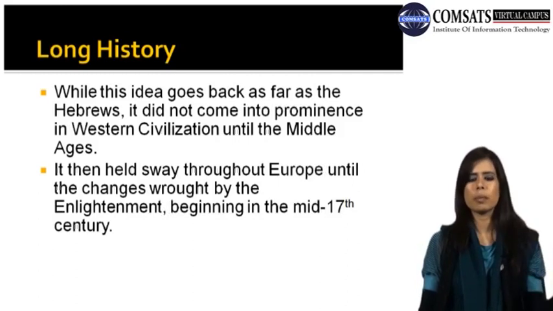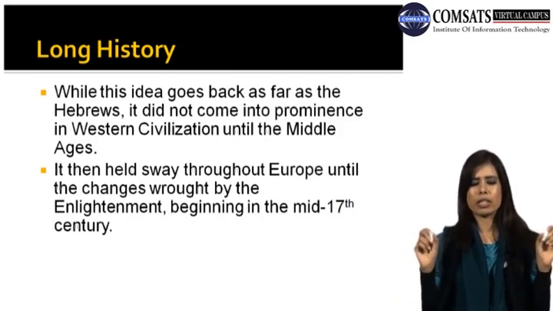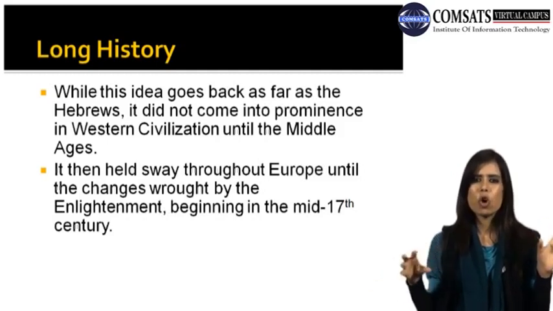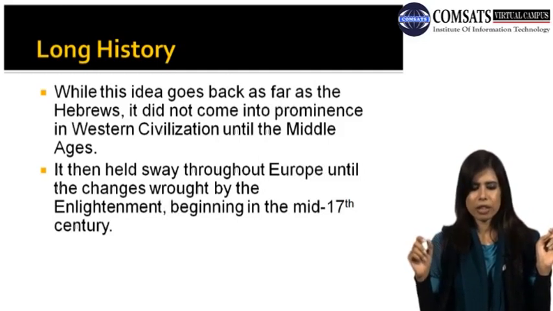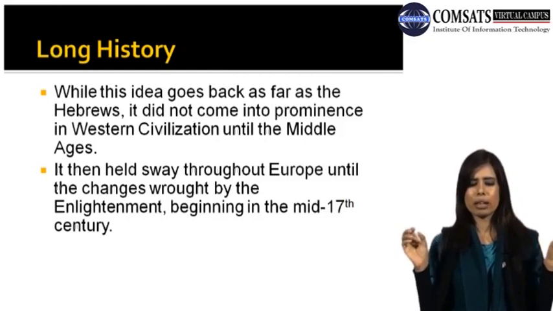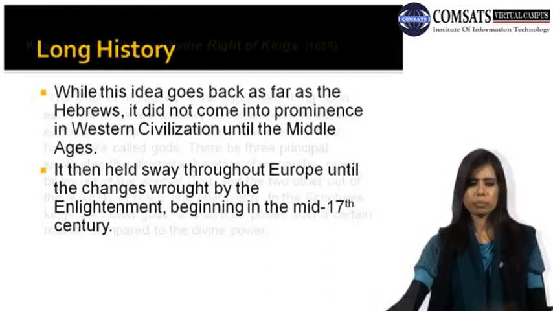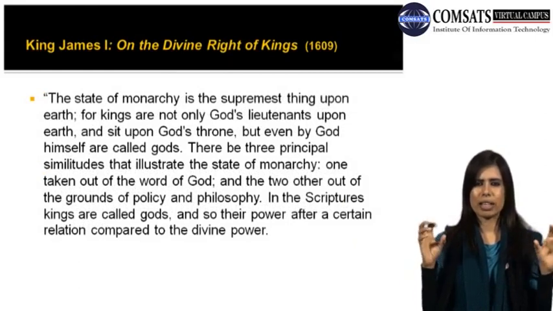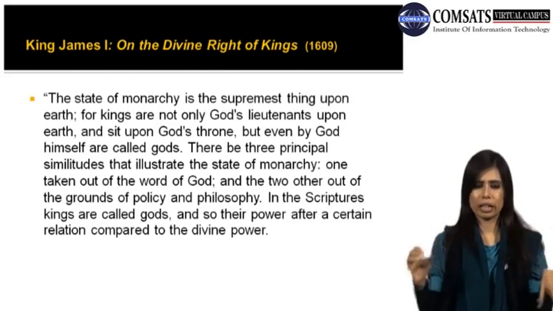So my dear students, here you can see we are talking about different civilizations and different ages in the history of English literature. So it is comprised of a long history. It then held sway throughout Europe until the changes wrought by the Enlightenment beginning in the mid-17th century. So basically this is based on a very long history, and that began in the mid-17th century. Okay. So basically we are going with the previous doctrine, that the kings get their thrones from God directly.